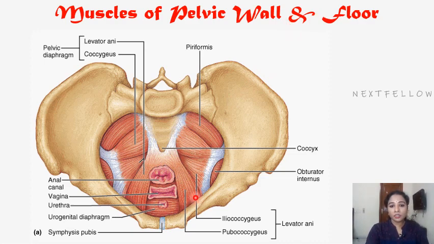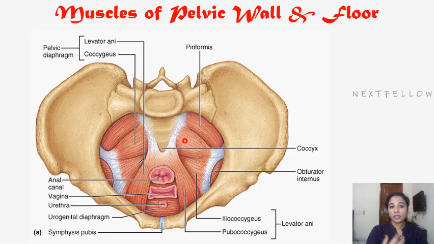All these get origin from the body of the pubis, the tendinous arch of obturator internus, the obturator fascia covering the obturator internus, then the ischial spine, here is the ischial spine, and the inferior end of the sacrum. The lower part of the sacrum also provides attachment, and they insert into the coccyx and perineal body, and part of the muscle fibers attach to the anococcygeal raphe or anococcygeal ligament, which is below the coccyx and the anal canal.